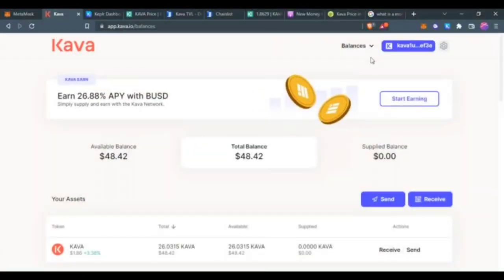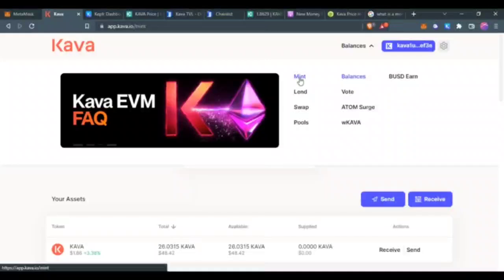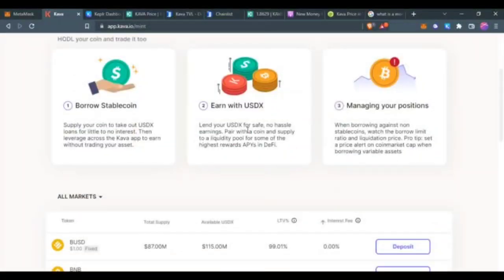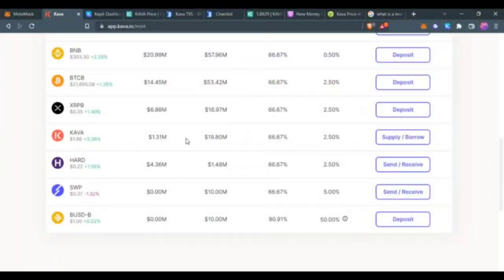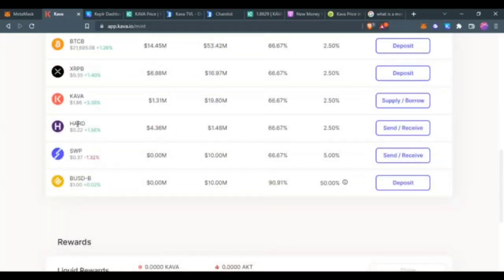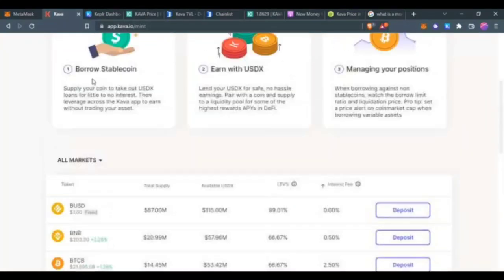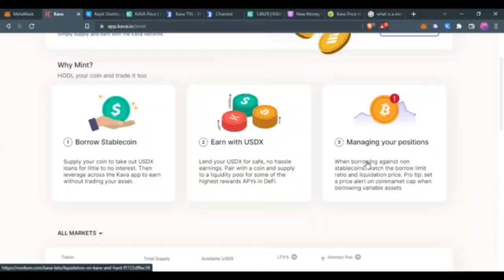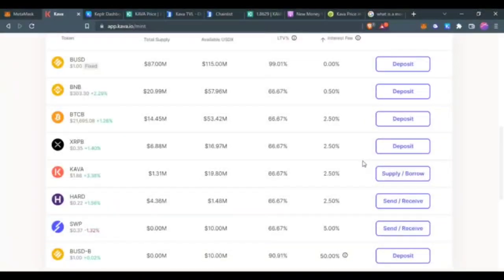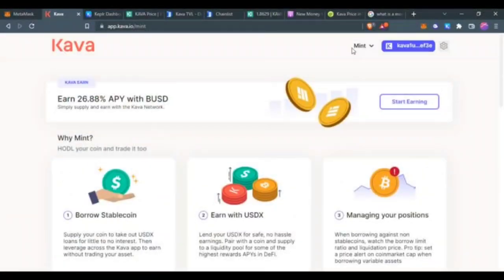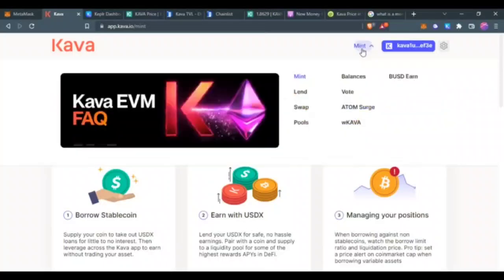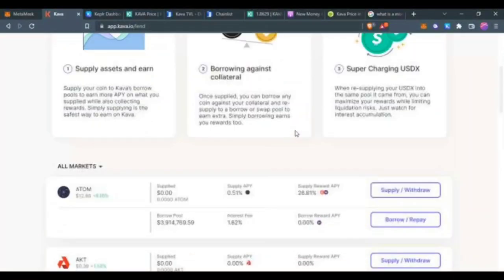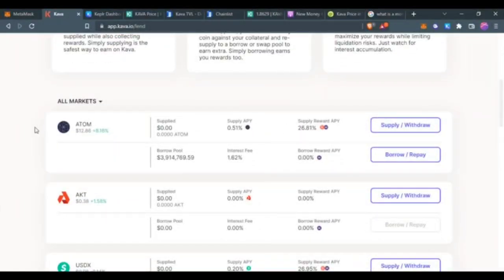Now, if we take a look at the mint option, this is where you're able to deposit any one of these coins and then mint USDX. So let's actually walk through. Let's take a look at the whole platform first. You have the minting option, you have the lending option, which allows you to lend out your assets. You do have a supply APY as well as an interest fee.